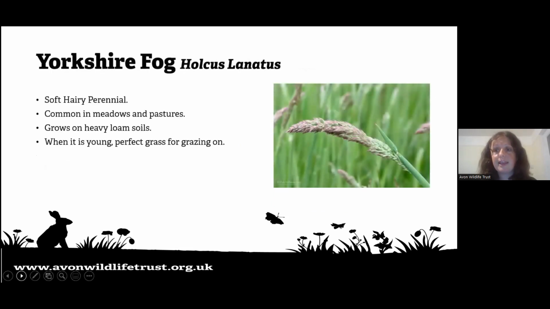Yorkshire fog is my actual favourite grass, Holcus lunatus. It's a really soft perennial. When it flowers, it's just like velvet. It's quite hairy and it's common in meadows and pastures. It's very good for grazing because it's so soft and it can grow on heavy loam soils. And it's very purple in colour.